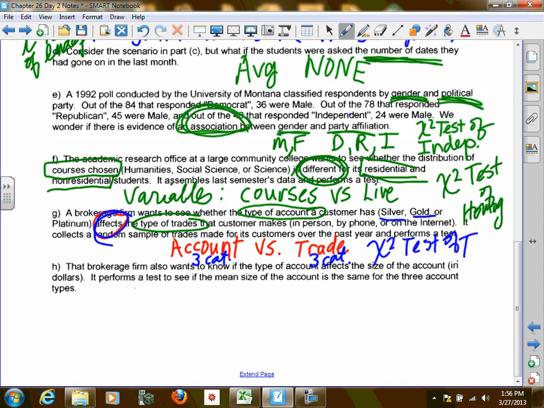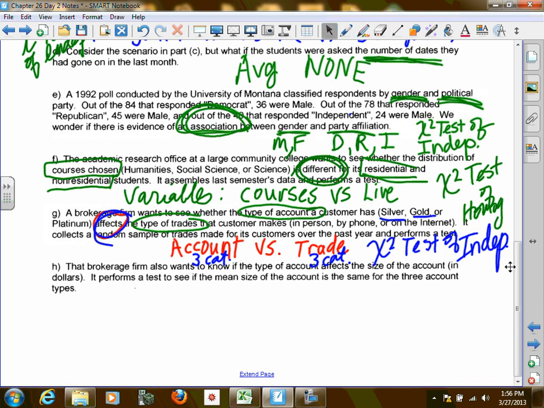I feel like with any homogeneity test I'm just trying to word it that way. That's easy for you. Some people actually prefer to do it the other way.